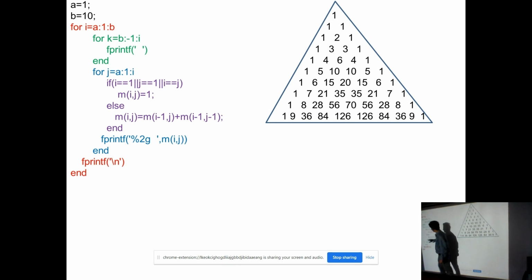And this for loop will run a equal to 1 to i. What is a? I defined as 1. So 1 to i. What is i? Here I wrote a big loop.